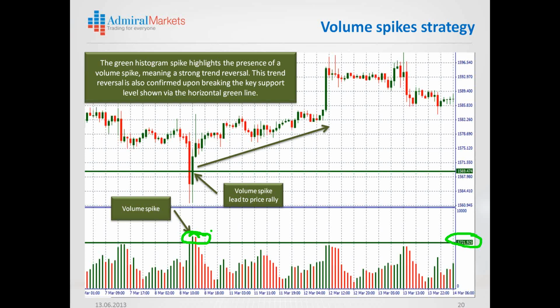And then, as we can see, the price rallies to the upside. So that is how we use volume spike strategy, guys, exclusively on support and resistance levels. So is this clear to you? So we can move on to another theme.